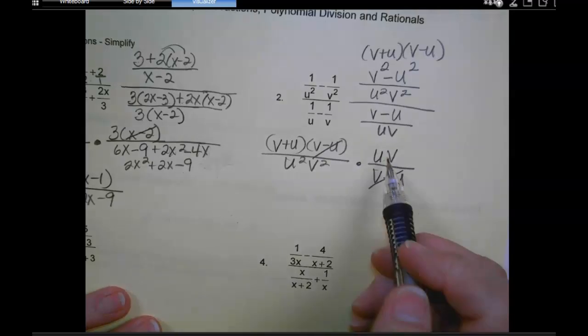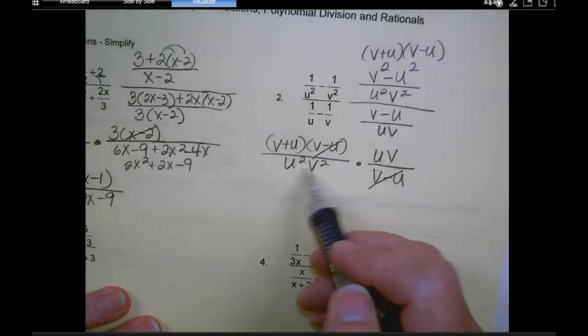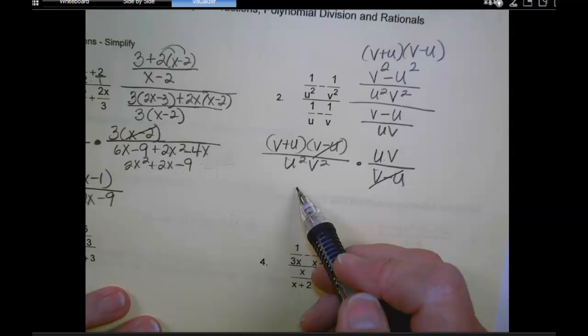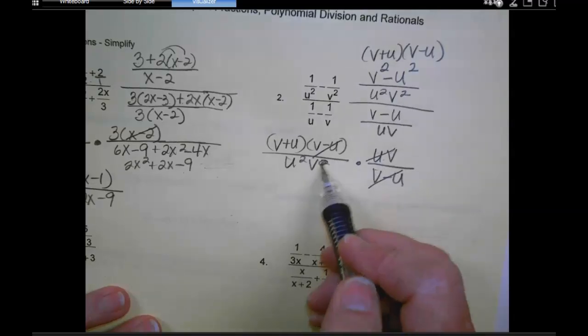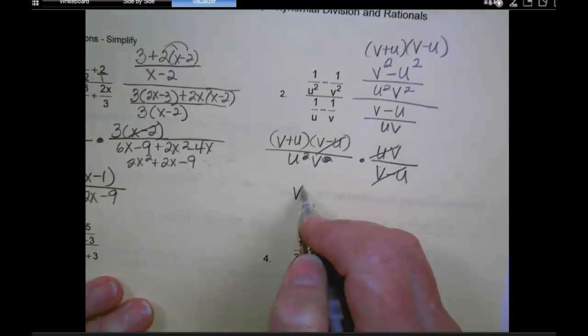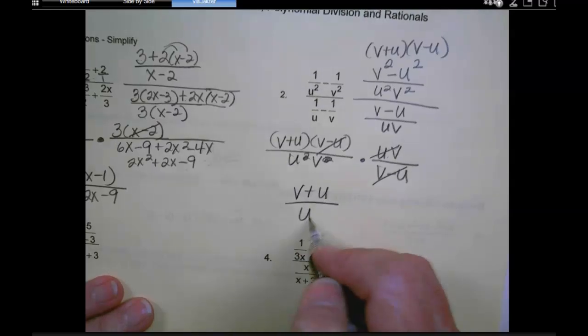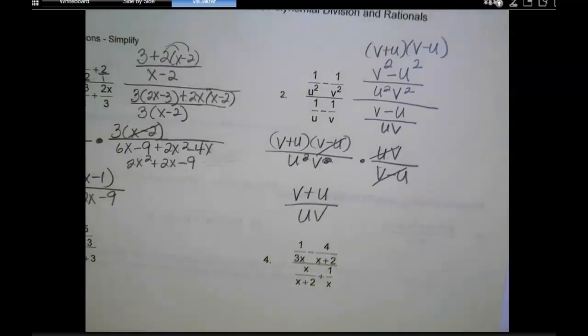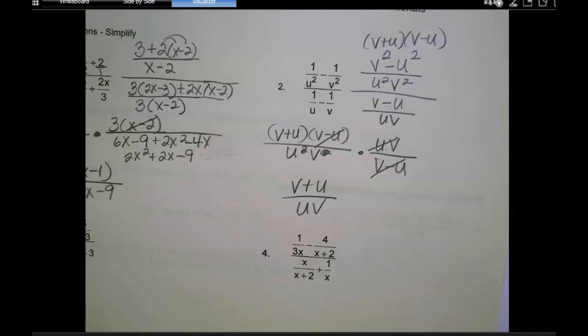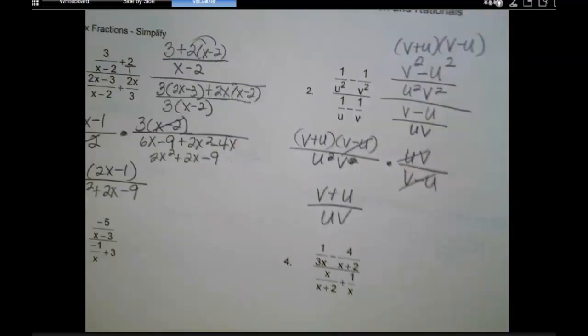How about the uv? Can I cancel that? There's 2 u's and v's. I can just have 1 on the bottom. So I'm going to cancel. And so I get for an answer v plus u over uv. I really do think this is easier than the rational jump.